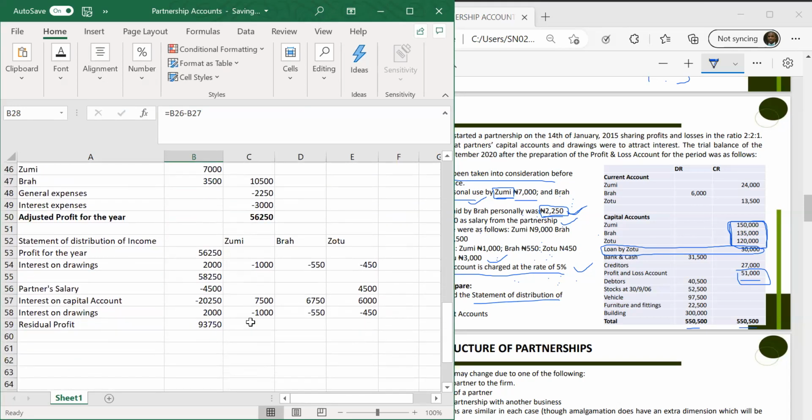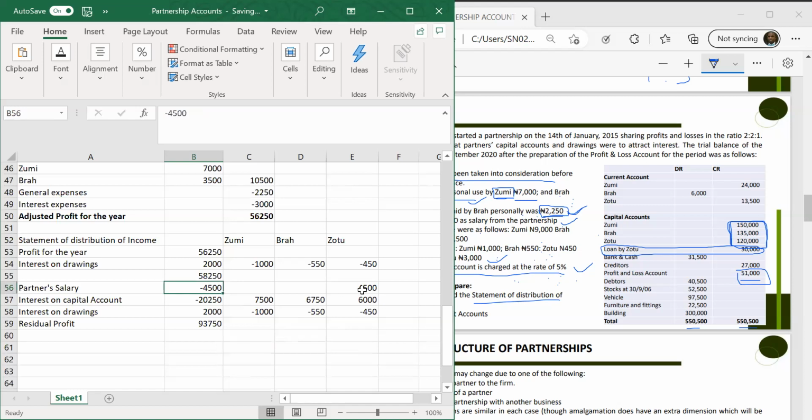Do you understand my point? Yes, sir. So even though it's 4,500 here, it's a negative here, because we are going to remove it from this 58,000 to get our residual profits. So we have done this one.